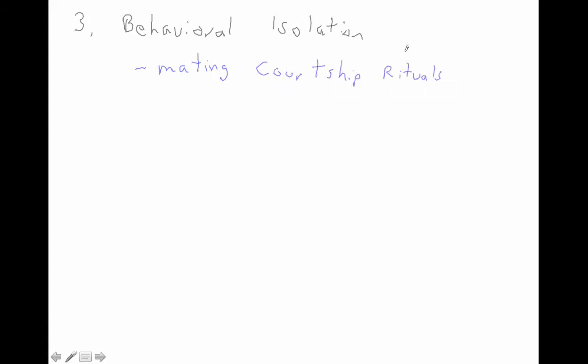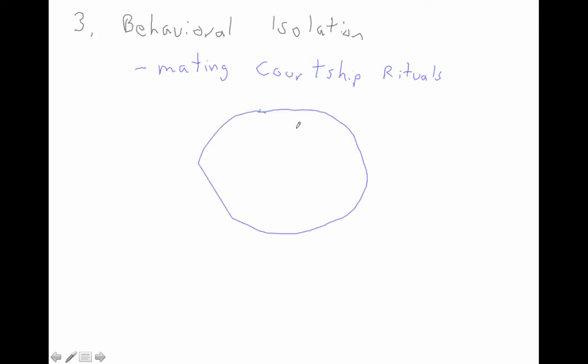Now let's talk about our third mechanism, behavioral isolation. A good example of this is mating courtship rituals. There's a lot of examples of these. Your book talks about the blue-footed boobies in the Galapagos, and they have a very elaborate mating courtship dance that allows them to recognize only certain desirable mates. I've got an example of looking at frogs.